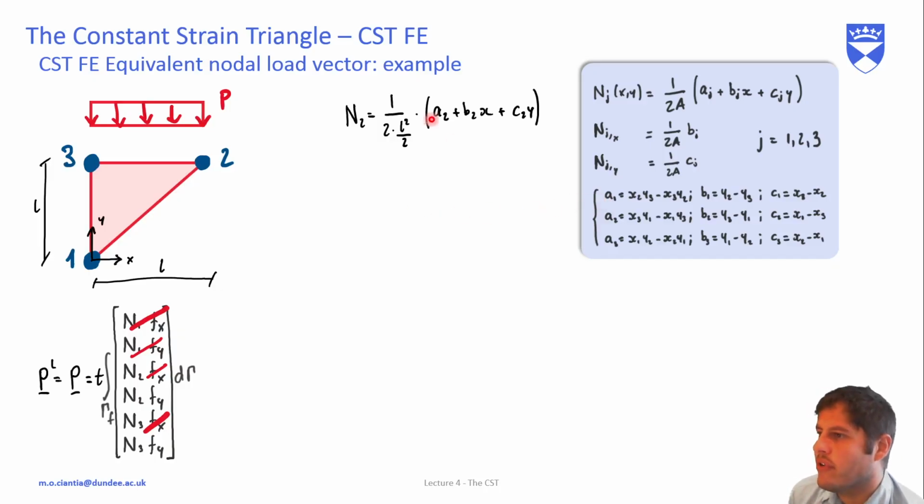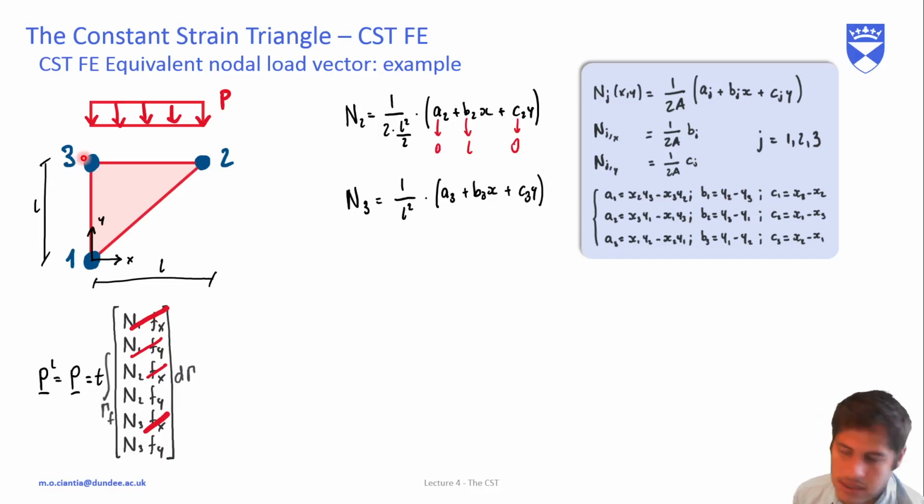So N2 is 1 over 2A, and the area of this triangle is what? L times L divided by 2. And then we have these coefficients, a2, b2, and c2. What do they equal to? Well, we need the coordinates of the nodes. So for example, a2 is x3 y1 minus x1 y3. So we can calculate that for our problem. And N3 again is represented here, and we need a3 and b3. We can calculate that knowing the coordinates of these points, and this is the result.